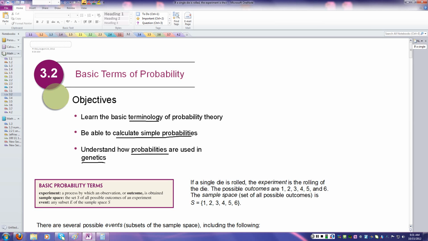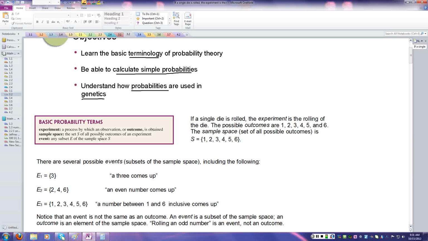Though it takes a little bit of knowledge, like we'll talk about various diseases, and to know the disease is recessive or the disease is dominant is important to know. So basic probability terms. An experiment is the process in which an observation or outcome is obtained. If I roll a dice and I get a 3, that's an experiment. My sample space is the set of all possible outcomes. So if I roll dice, I could get a 1, 2, 3, 4, 5, or 6.